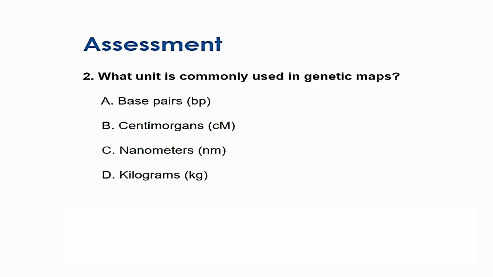Second one. What unit is commonly used in genetic maps? A. Base pairs, that is called bp. B. Centimorgans, cM. C. Nanometers, nm. D. Kilograms, kg. Tell me the answer. Yes, the answer is B. Centimorgans.